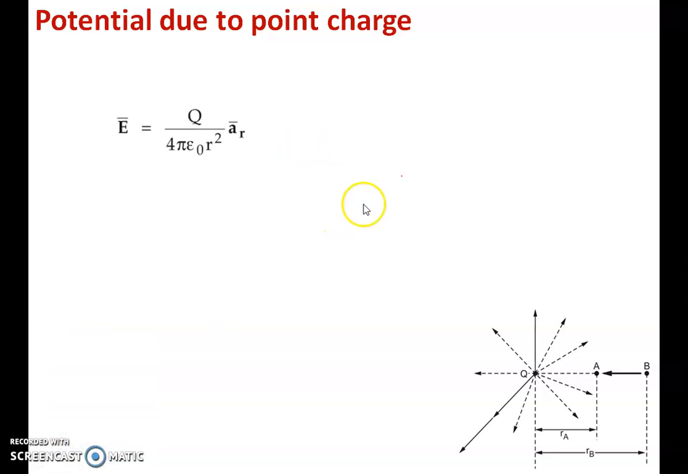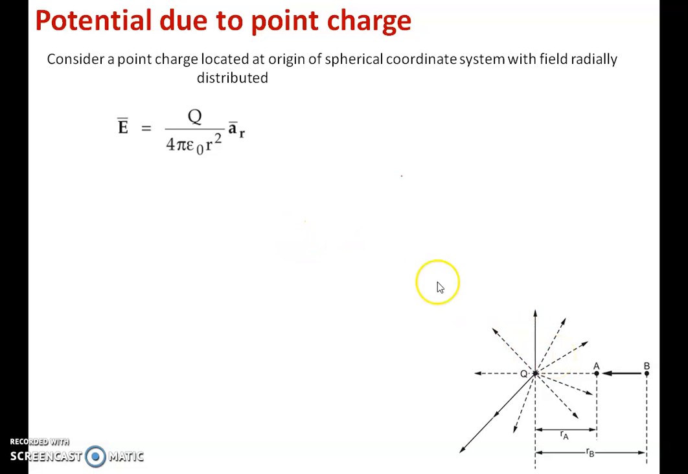Now we know that the electric field produced from the point charge can be written as E is equal to Q by 4 pi epsilon naught R square into AR cap. In general, we can write the electric field intensity produced from a point charge Q as E is equal to Q by 4 pi epsilon naught R square into AR cap. This is a direction vector, a unit vector.